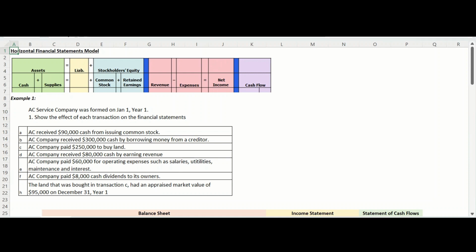So let's work through example 1 to see how transactions affect the horizontal financial statements model. In example 1, we have AC Service Company being formed on January 1, year 1. And the question wants us to show the effect of each transaction on the financial statements.